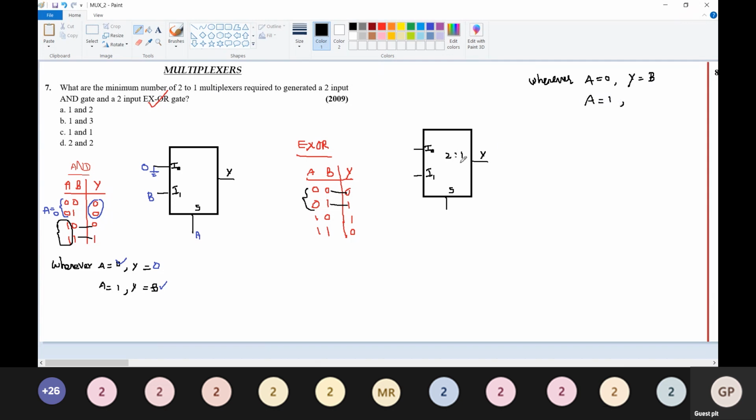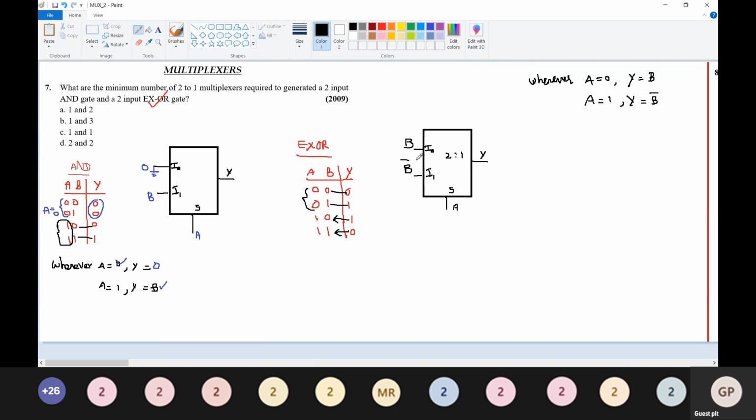Okay, whenever A is equal to 1, what is your output condition? 1 is 0, 0 is 1. That is, the relation between Y and B is inverse. So Y is equal to B dash. Now we put this as A. When A is equal to 0, I naught will be selected, which will be equal to B. Similarly, when A is equal to 1, I1 will be selected, which will be equal to B dash.